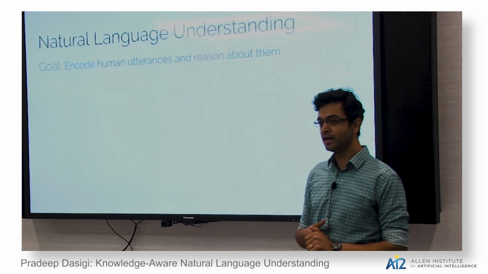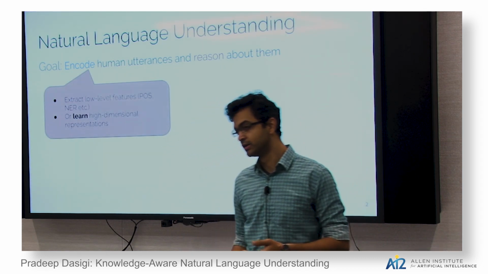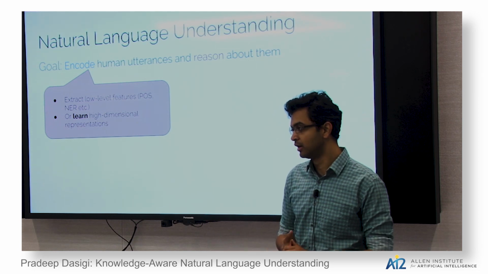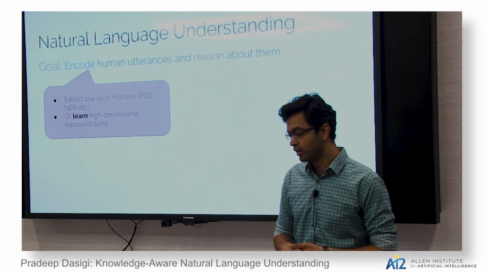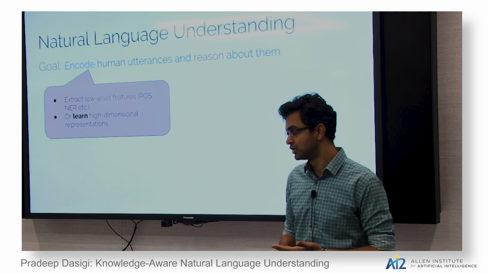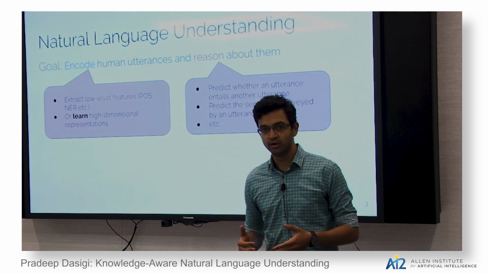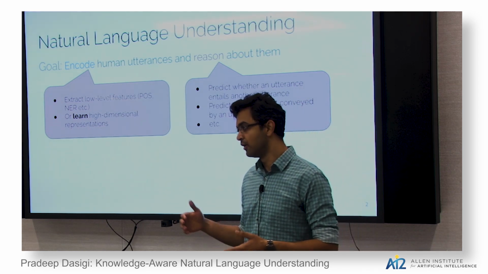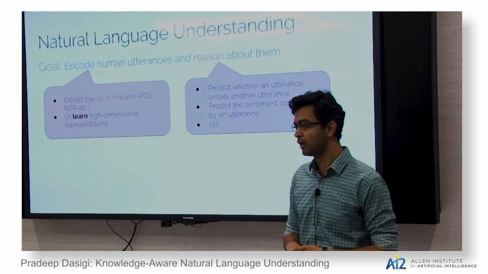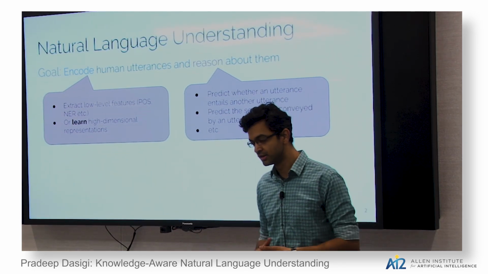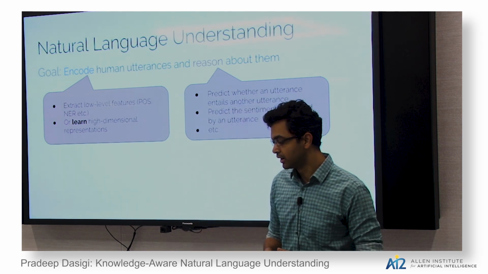Okay, so the goal of natural language understanding is to encode human utterances and reason about them. Encoding typically involves extracting low-level features like part-of-speech information or named entity features if you're building a feature-rich model. Or more recently, people have been learning high-dimensional representations for encoding utterances as well. When you're reasoning, you're doing some sort of task-specific prediction. For example, if you're building a system to recognize textual entailment, you're predicting whether a given utterance entails another utterance, or if you're doing sentiment analysis, you're predicting what kind of sentiment is conveyed by the given utterance, and so on.